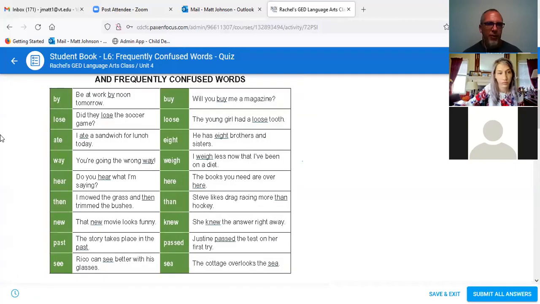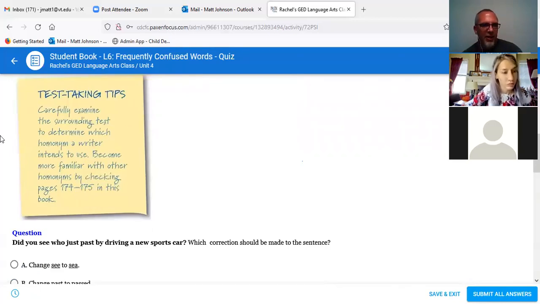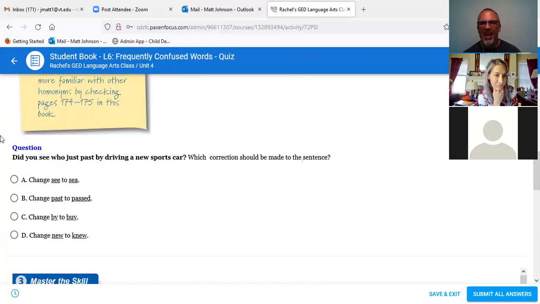All right. More of our homonyms and our test-taking tips. Examine the surrounding text to determine which homonym a writer intends to use. Become more familiar with other homonyms by checking. Okay, so again, just like in the last set, you're going to look at the context in which it's used. That's going to be the best way to describe it. So Capri, you want to go ahead?